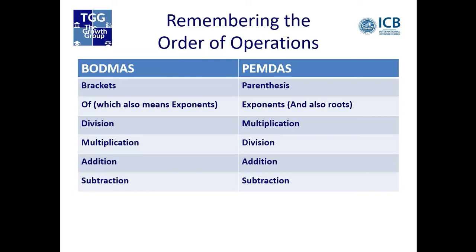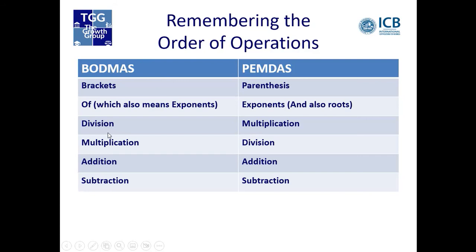So BODMAS means brackets, of, or really it means exponents, division, multiplication, addition, and subtraction. But as you can see here, these last four follow the rule of equal precedence. And then with PEMDAS, we have parentheses, which is just another word for brackets, of course, exponents, also roots, multiplication, division, addition, and subtraction.